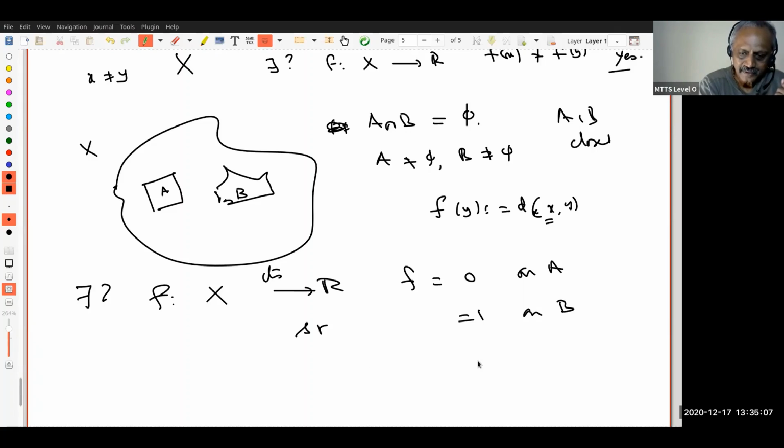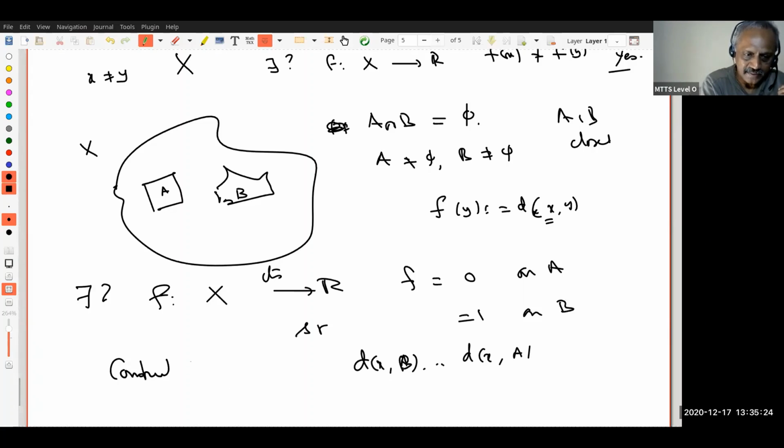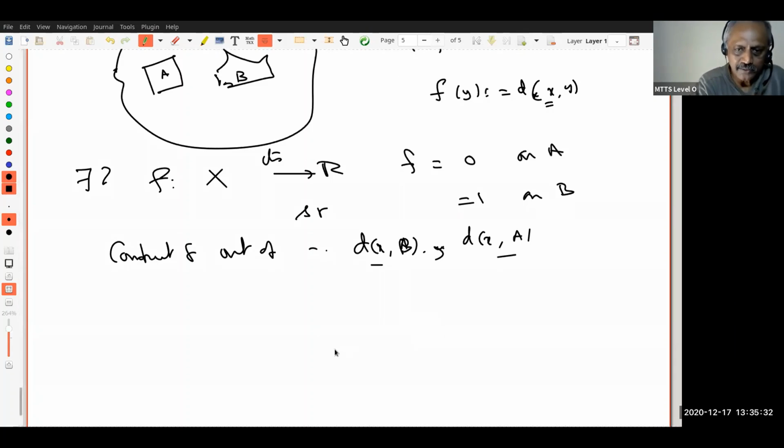Remember, we have defined the distance between X and A, where A is any set. You understand that? Yes? So we are through. Somehow we should construct such an F out of these things. The idea is to construct F out of these two functions. We know this is continuous, this is also continuous. You understand that? Okay. Now again we had observed A and B are close.